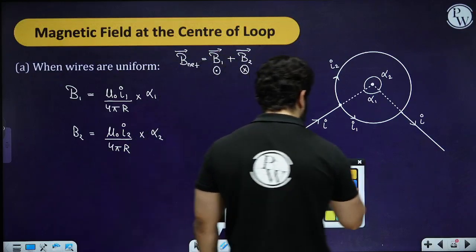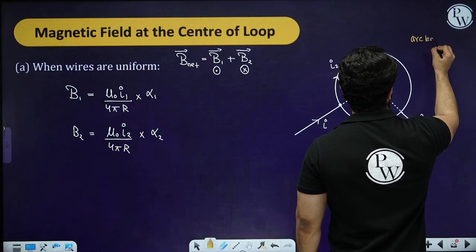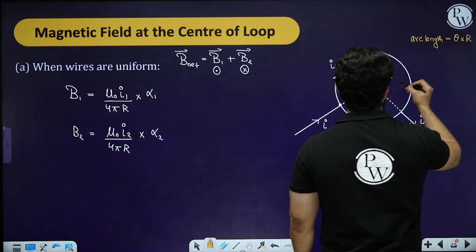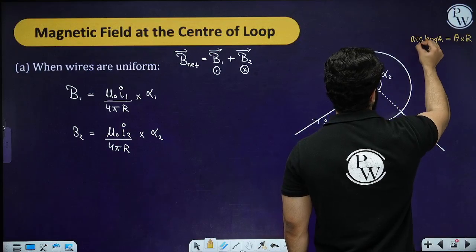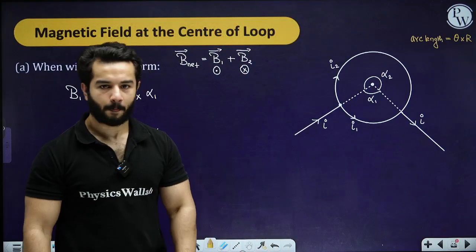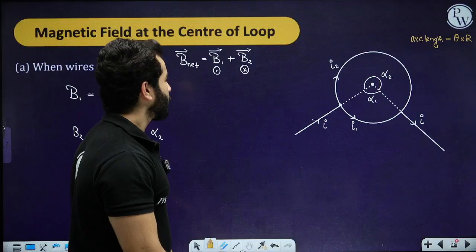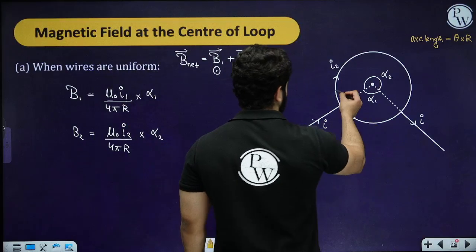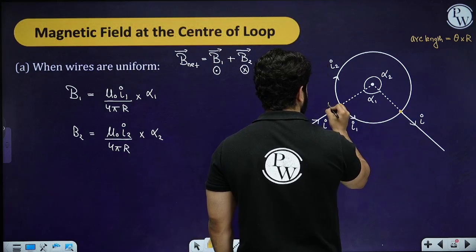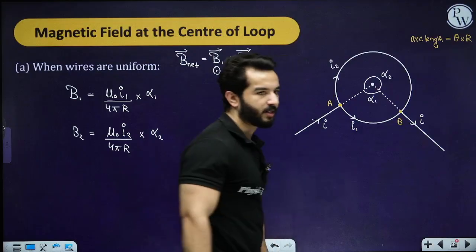Fine. Acha, does anyone have any doubt in this formula that arc length can actually be written as theta into radius, right? So I've got two things over here. Please try to understand what we are talking about. What we are trying to say is that both of these points are at the same potential. That is, this wire and this wire are connected between the same points A and B, right?